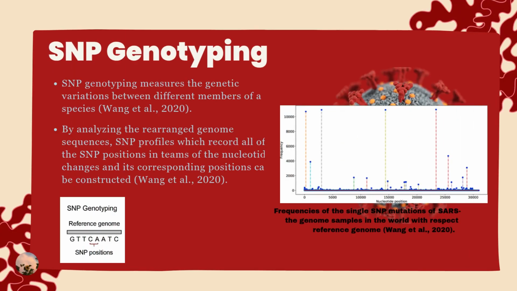Then, the next step involved SNP genotyping. Here, the aligned genomes were examined to detect positions where each sample differed from the reference sequence. These differences, known as single nucleotide polymorphisms, were recorded for each genome, including the position of the mutation and the specific nucleotide change. The outcome of this step was a profile for each SARS-CoV-2 genome, essentially a fingerprint of its genetic mutations. The figure on the right indicates the result on the frequencies of the single SNP mutations of SARS-CoV-2 in the genome samples in the world with respect to the reference genome.